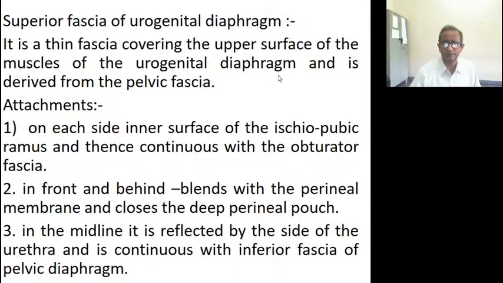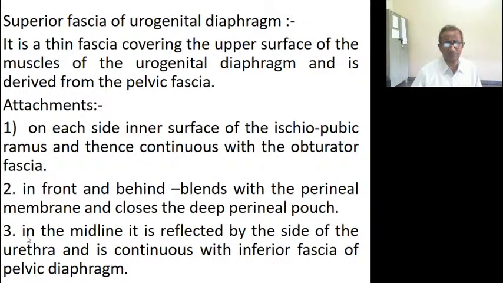The muscles are the sphincter urethrae and the transverse perineal profundus. This superior fascia is derived from the pelvic fascia and covers the superior surface of the muscles of the urogenital diaphragm. Attachment: on each side, to the inner surface of the ischiopubic ramus, and then it continues with the obturator fascia.